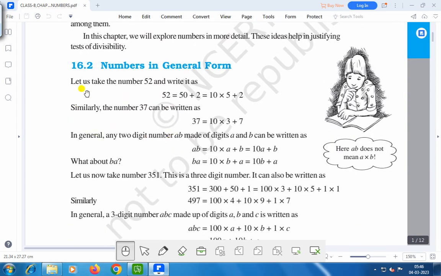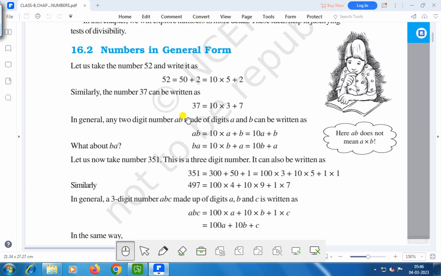Numbers in general. Let us take the number 52 and write it as 50 plus 2, that is 10 into 5 plus 2. Similarly, the number 37 can be written as 10 into 3 plus 7. In general, any two-digit number AB made of digits A and B can be written as AB is equal to 10A plus B, and BA is equal to 10B plus A.